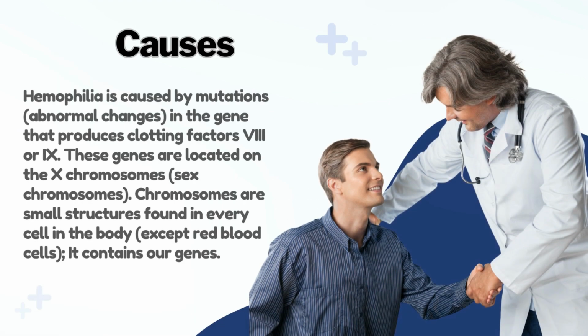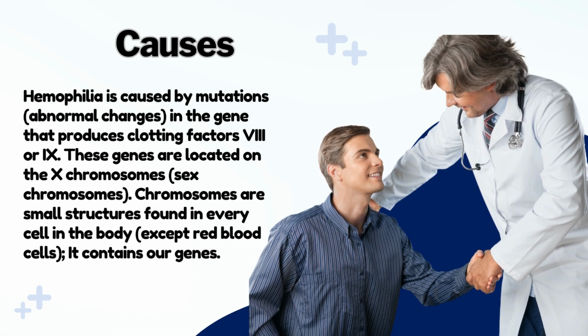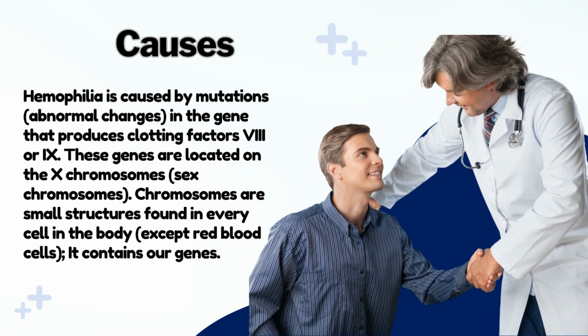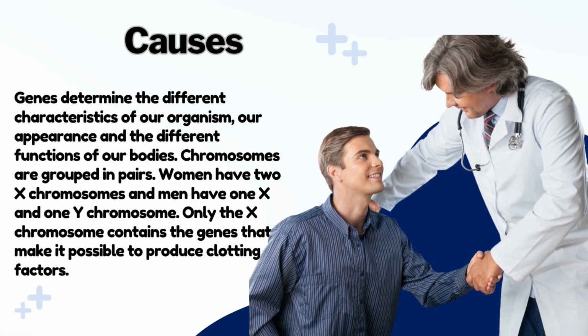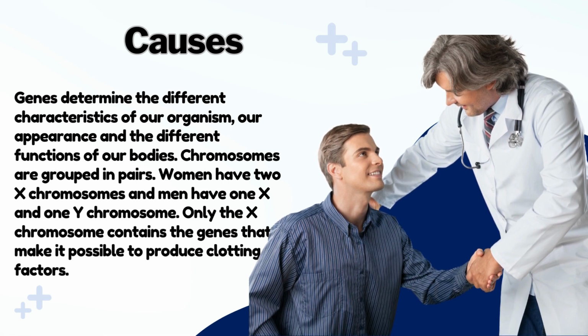The causes of hemophilia. Hemophilia is caused by mutations, abnormal changes, in the gene that produces clotting factors VIII or IX. These genes are located on the X chromosomes, sex chromosomes. Chromosomes are small structures found in every cell in the body, except red blood cells. They contain our genes. Genes determine the different characteristics of our organism, our appearance, and the different functions of our bodies. Chromosomes are grouped in pairs.